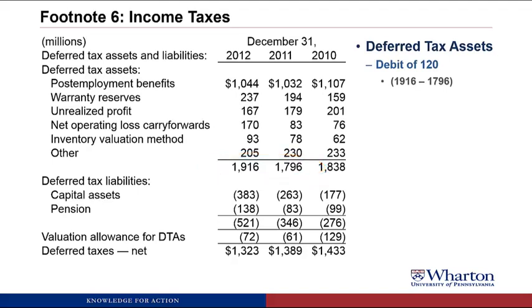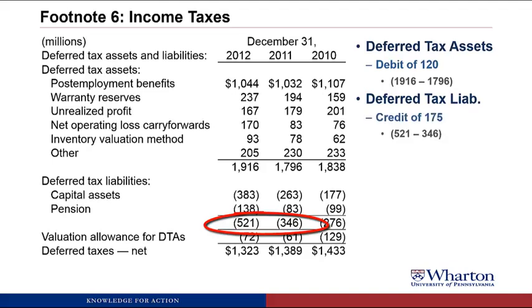So that's the 1916 minus the 1796. For deferred tax liabilities, it looks like they went from 346 up to 521. We make a liability go up with a credit. So we had a credit to deferred tax liabilities of 175. That's the 521 minus the 346.